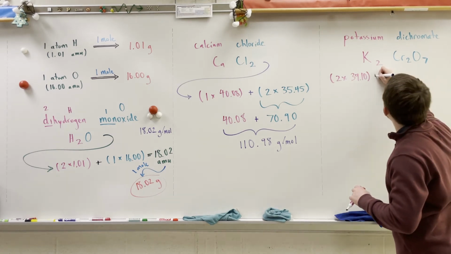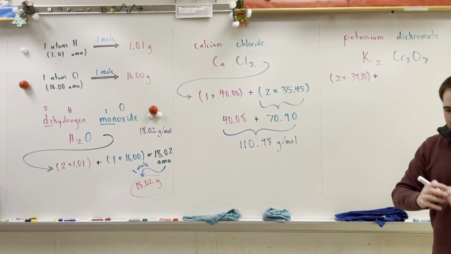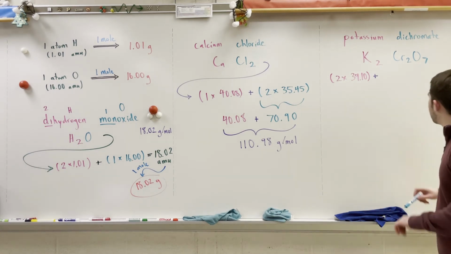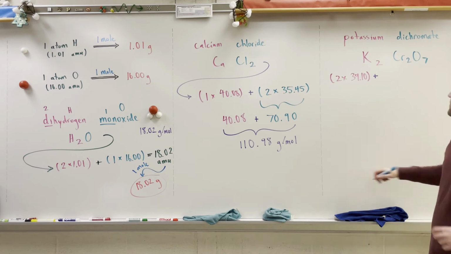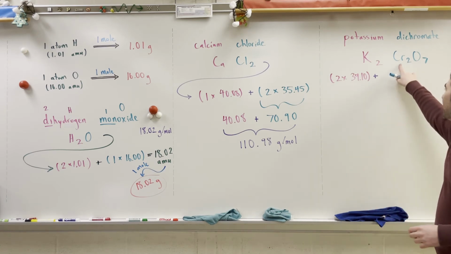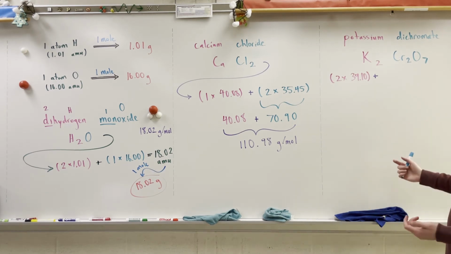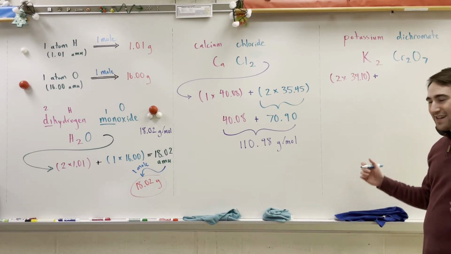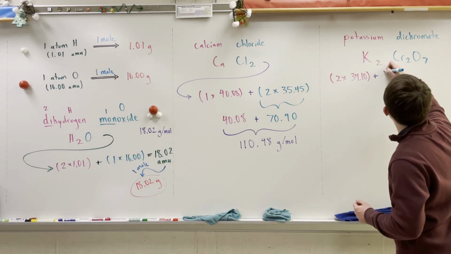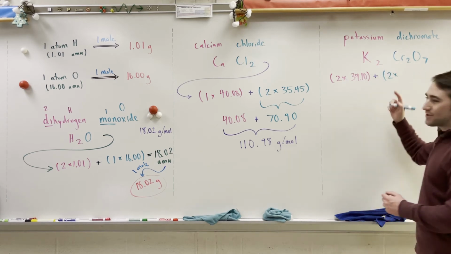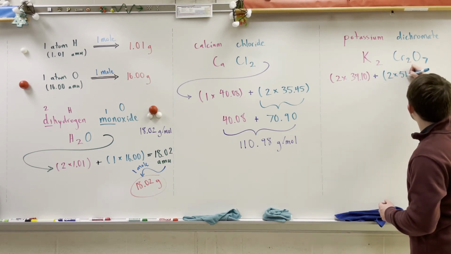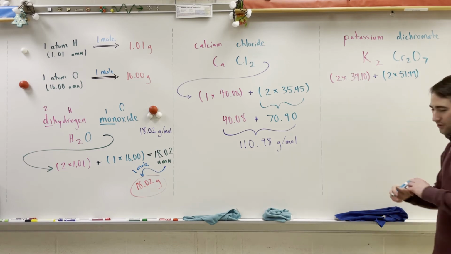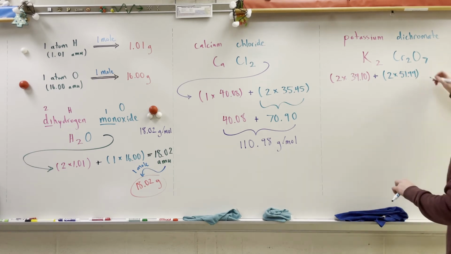Plus, all right. We have 2 atoms of chromium here. All right, chromium on the periodic table, you go find it, should have a molar mass of about 51.99. We also have 2 of them. Oh, this is going to be tight. I'm going to have to squeeze this in. Plus.